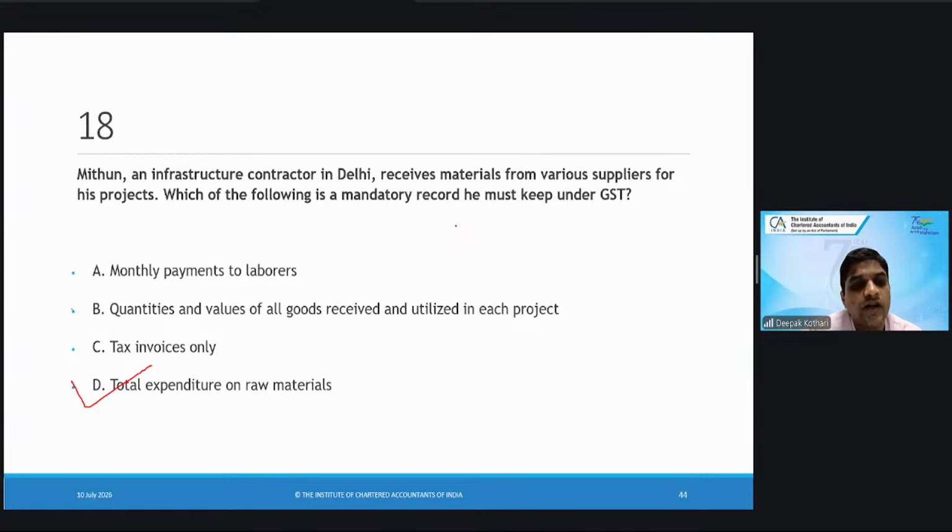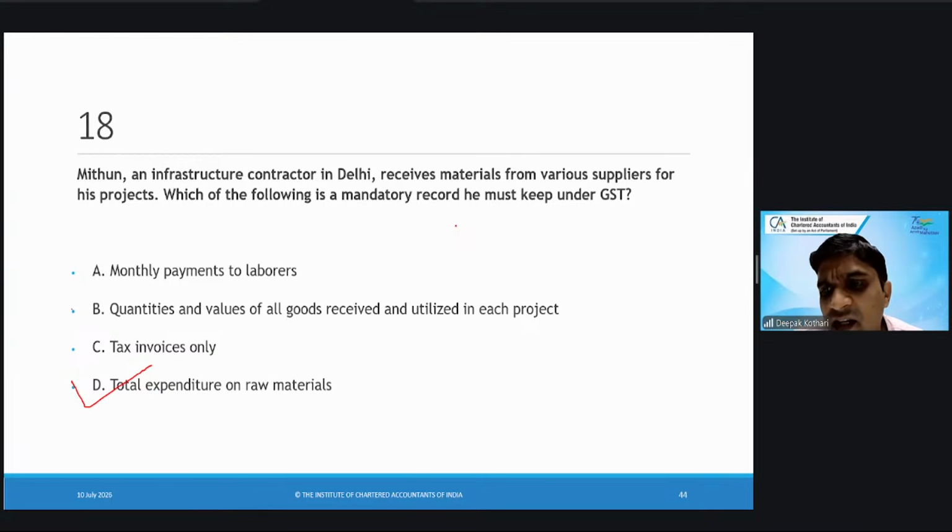Why not B? Because total expenditure on raw materials he is required. He is receiving materials from various suppliers for his projects. Okay. Quantity and value of all the goods received and utilized in each project. Project-wise breakup is not required. The GST is a composite thing where they don't need project-wise. They'll need expenditure on the raw materials because there he will claim the credit. That's where D is the requirement. B is not a requirement. Each project-wise breakup not required from the GST perspective at least.